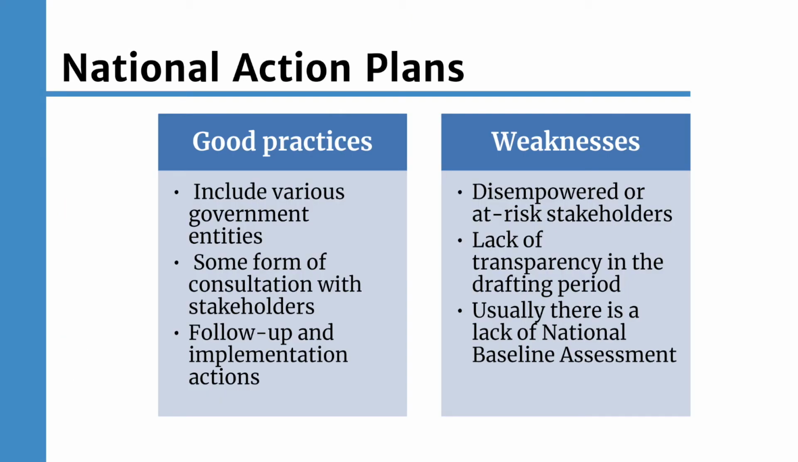Since 2011, 21 governments have developed a NAP. And while there are a range of different ways that they've been developed, there are some good and poor practices that we can point to. First, the good practices. Most NAPs have been developed through the involvement of a range of relevant government entities during the drafting process, including the creation of interministerial working groups. Secondly, they've generally involved consultation with stakeholders. And third, many NAPs include information in relation to follow-up and the implementation of planned future actions.